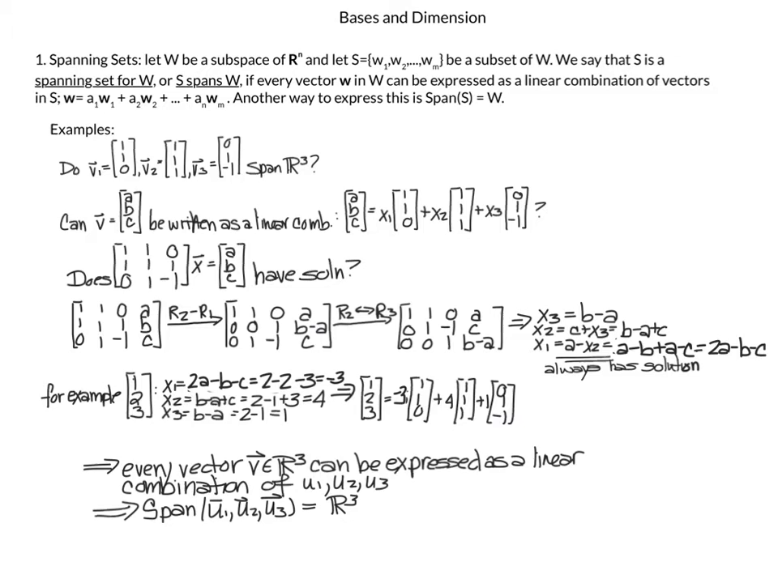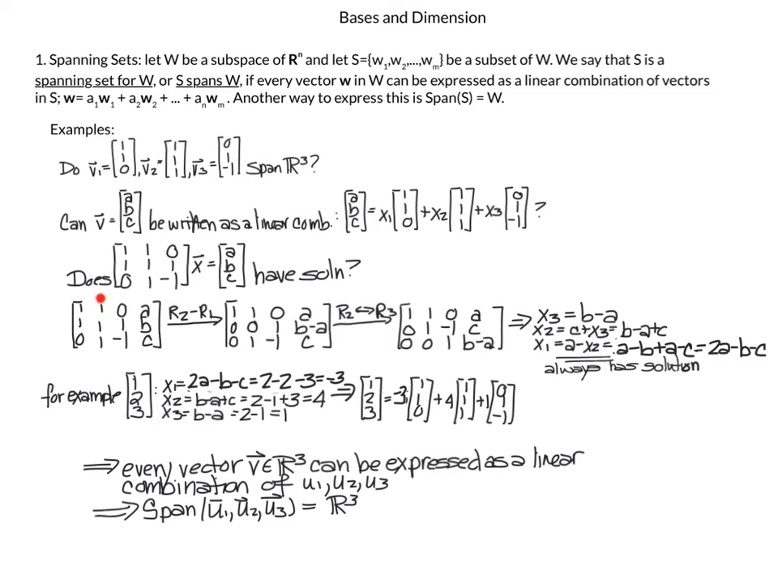Do the vectors v1 = (1, 1, 0), v2 = (1, 1, 1), and v3 = (0, 1, -1) span R3? So the question is, can an arbitrary vector v, represented by A, B, C, be written as a linear combination of v1, v2, and v3? In other words, does this matrix equation, where I have the v1, v2, v3 as the column vectors in my matrix A, Ax equals (A, B, C), have a solution?